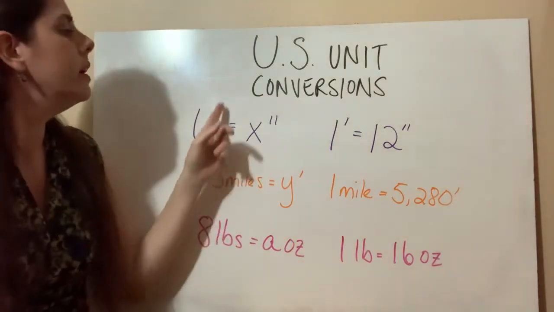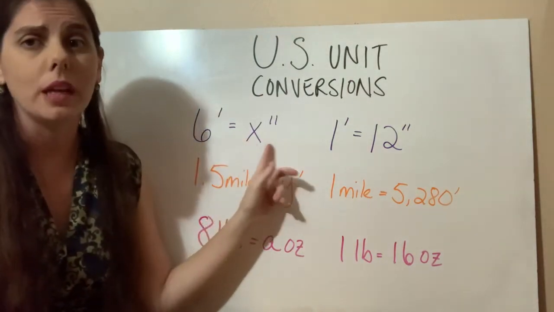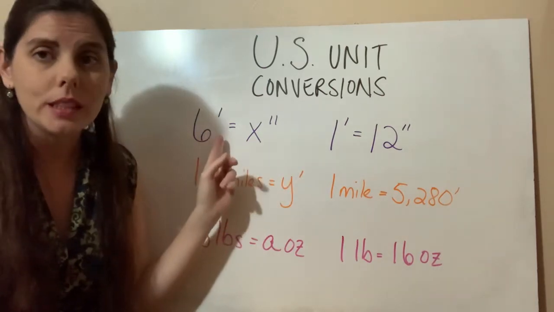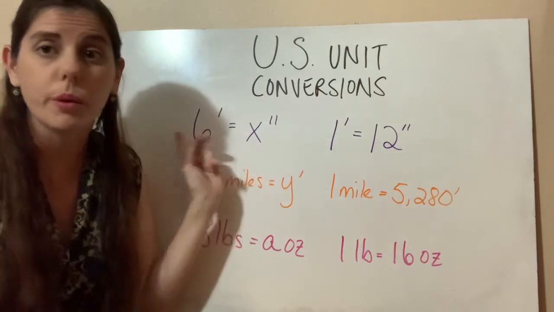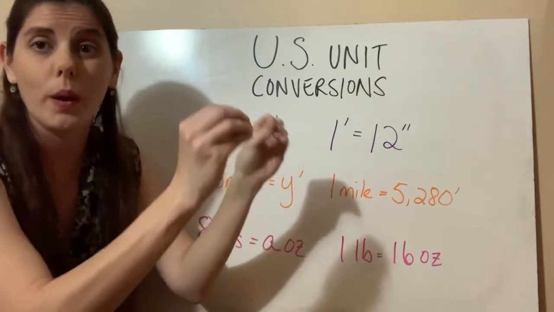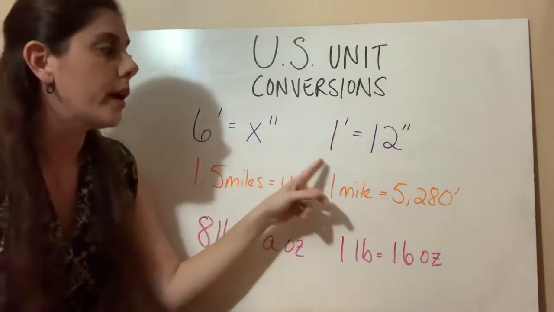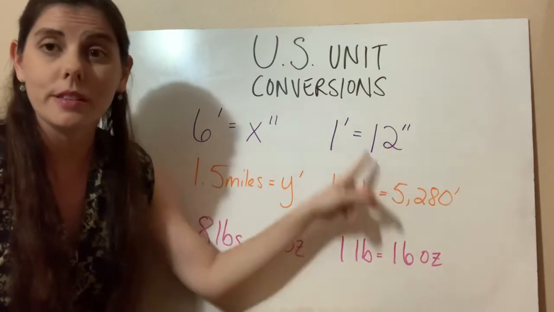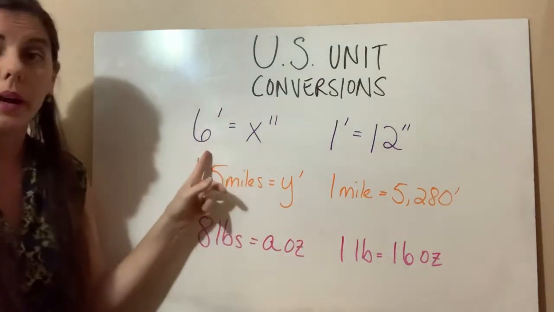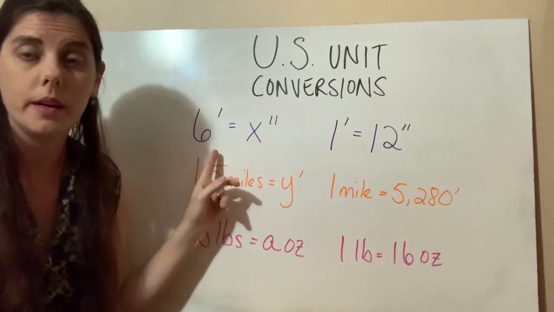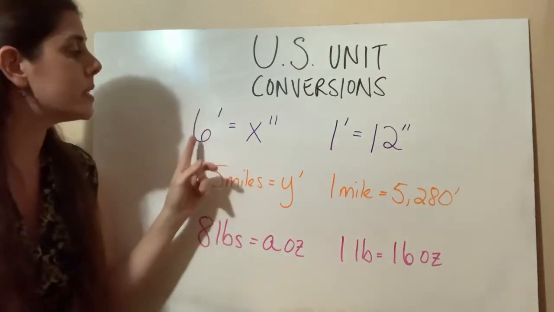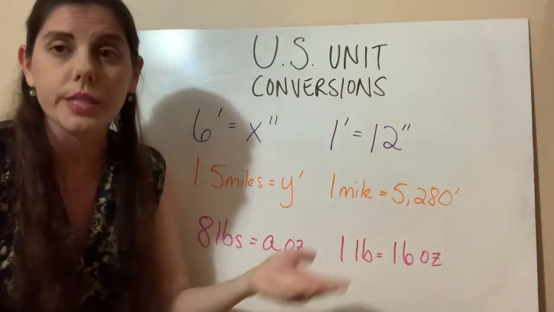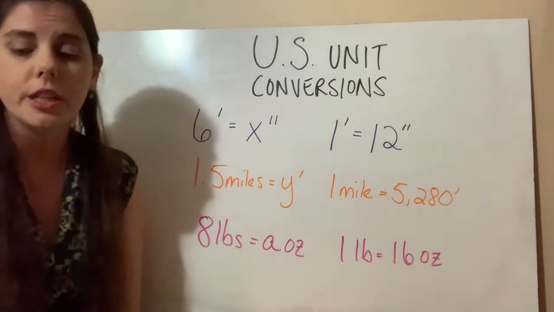So here we have 6 feet equals how many inches? So again, we're measuring distance, but we're going to take feet and turn it into inches. They're both measuring the same thing, just in a different way. Well, we know that 1 foot equals 12 inches, so we're going to take the amount of inches in 1 foot and multiply it by how many feet we're measuring. So 6 times 12 equals 72 inches. So 6 feet would be equal to 72 inches.